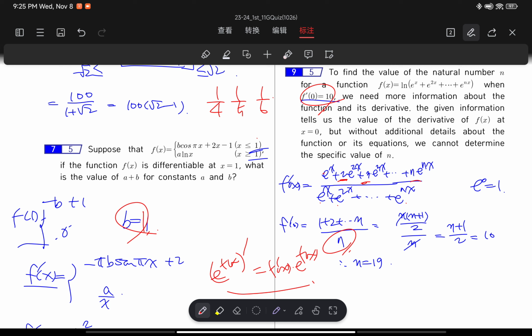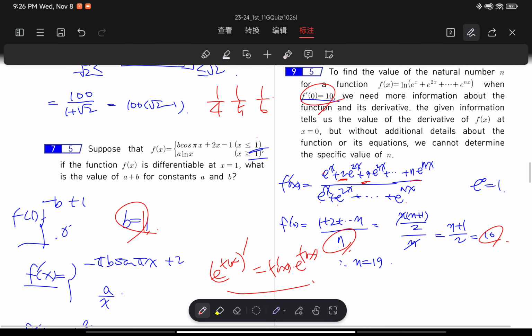So the denominator is equal to 1 and the numerator is 1 plus 2 plus 3 plus up to n. Every term increases by adding 1, then 1 plus 2 plus 3 plus blah blah up to n. In this case, it is n times n plus 1 divided by 2. So cancelling, n plus 1 divided by 2 equals 10. So n equals 19.